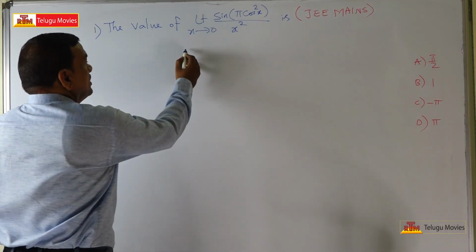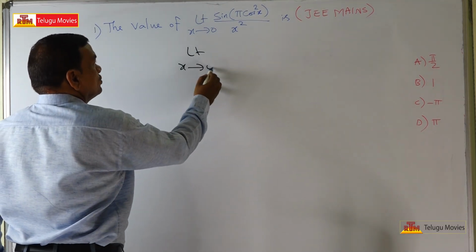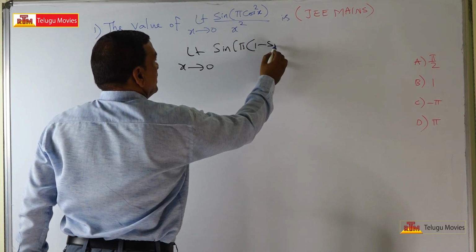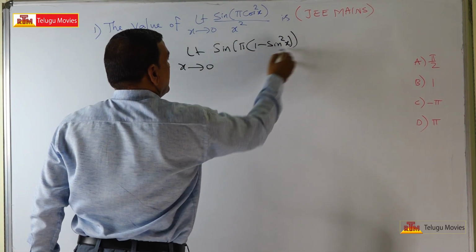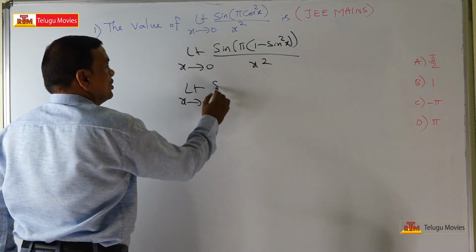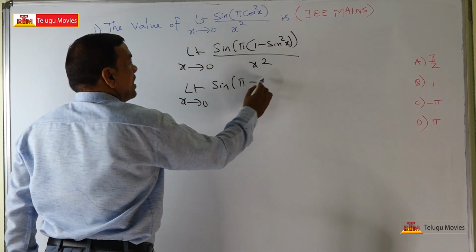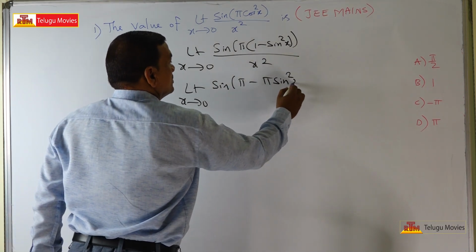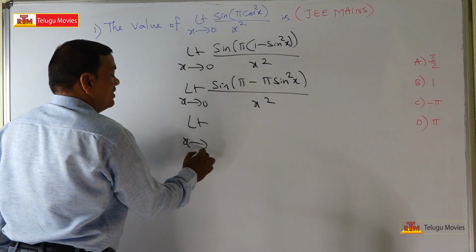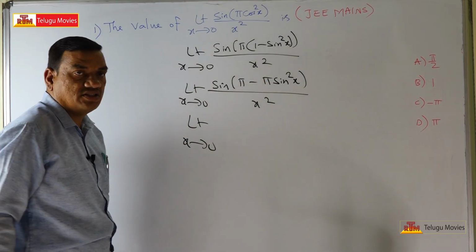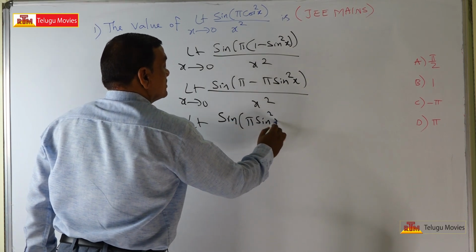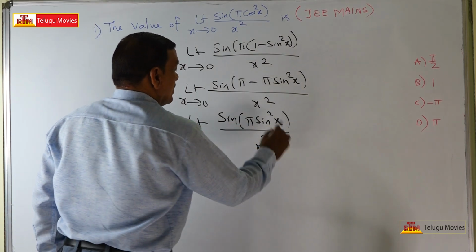Here, limit as x tends to 0 of sin pi cos square x, you write down as sin pi(1 minus sin square x) by x square. So limit as x tends to 0 of sin(pi minus pi sin square x) upon x square. This is sin(180 minus theta), which is sin theta, so it is sin(pi sin square x) by x square.